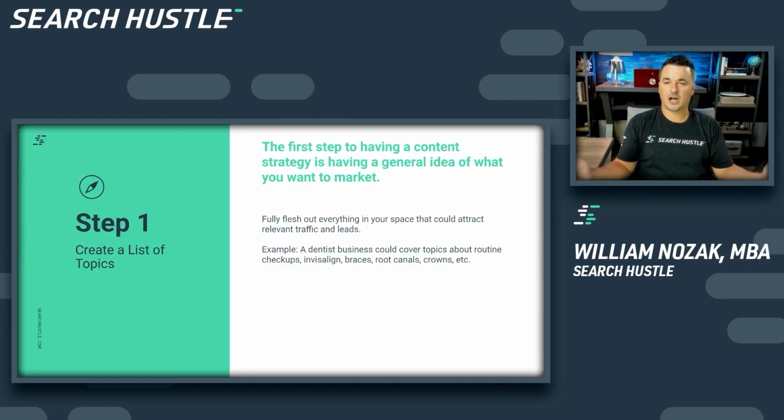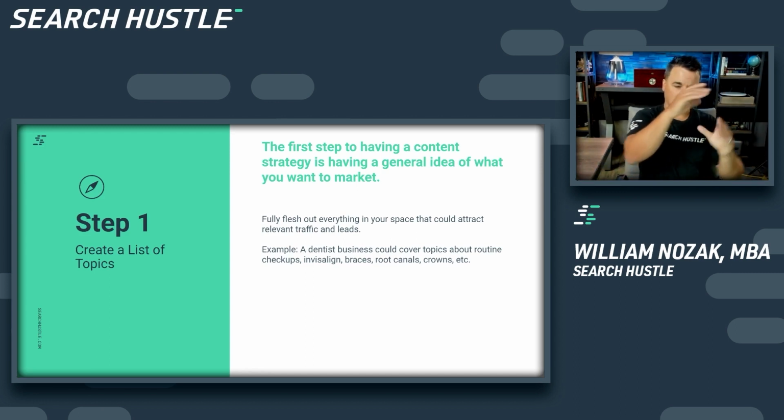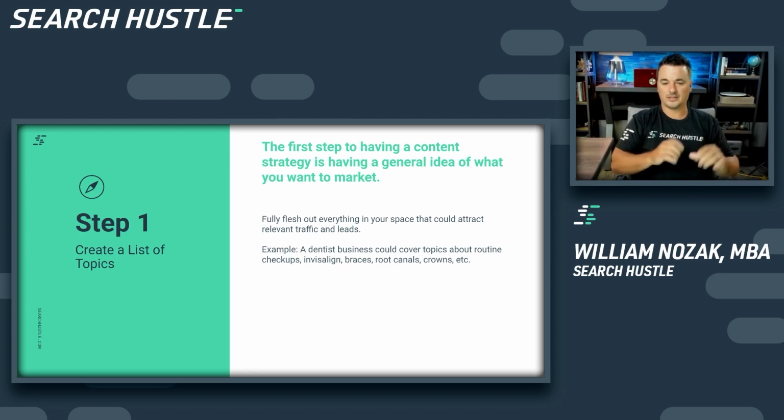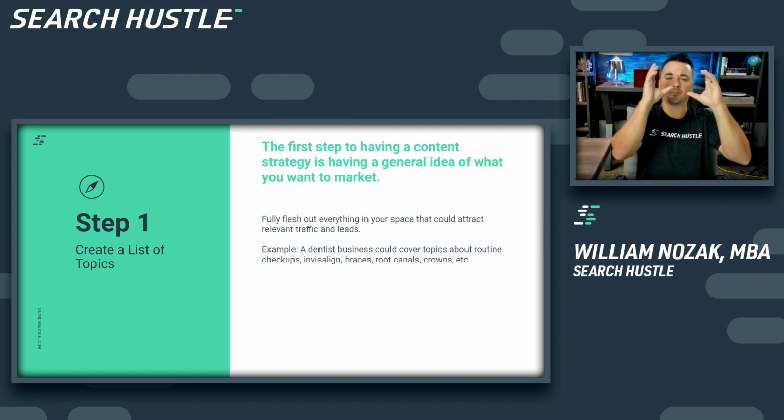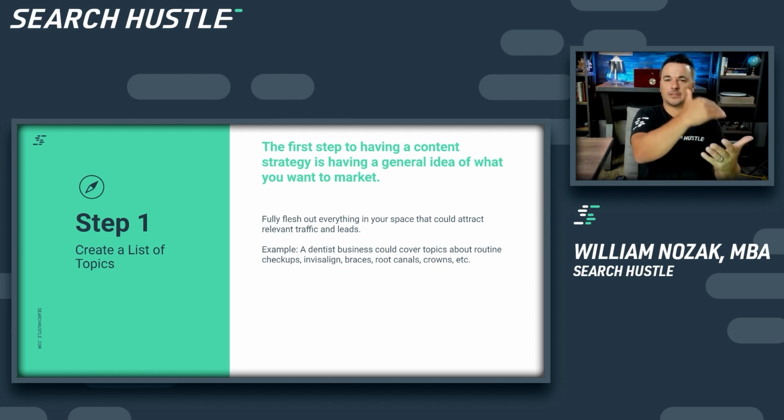So create a list of topics, right? This is that macro strategy. You open up a Google Sheet, you're gonna put the keyword in one tab and a keyword in another tab, or maybe our main services in tabs. And then we're going to break down that service into what are the macro categories. What do people typically ask about this?